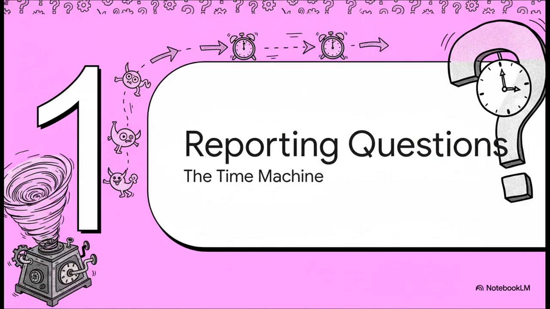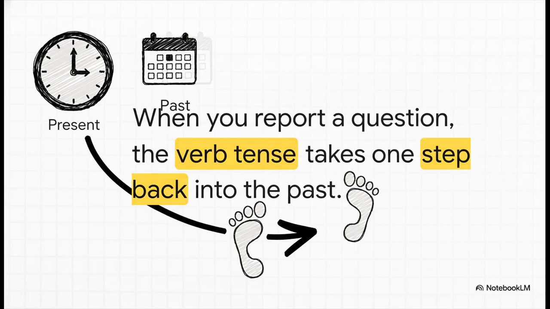All right, first up, let's tackle reporting questions. And I love this part because I like to think of it as a little grammar time machine. When you report what someone asked, you literally have to take a small step back in time with your verbs. Let me show you what I mean. Okay, so here's the absolute number one rule you've got to remember. When you report a question, the verb tense always takes one step back into the past. Think about it. The actual chat happened, let's say, in the present moment, but you're talking about it later, so the grammar has to reflect that little jump back in time.